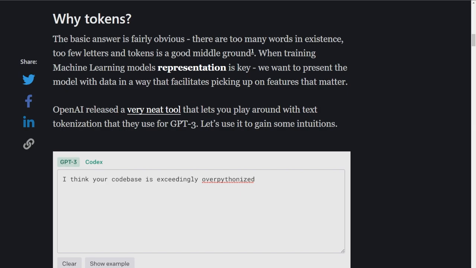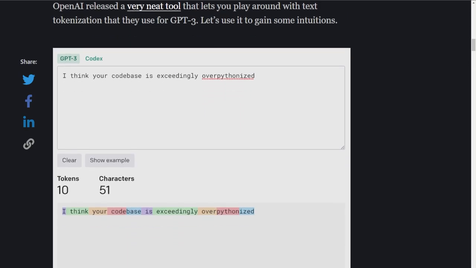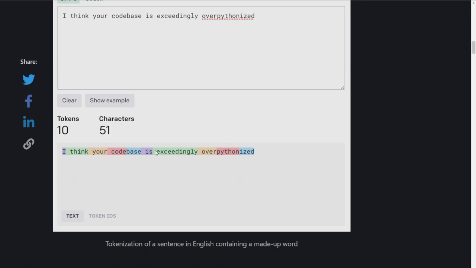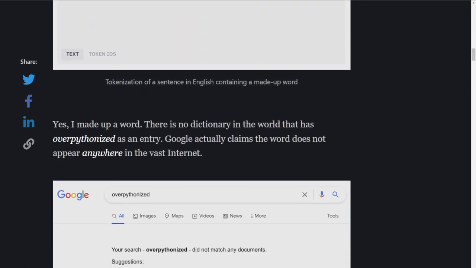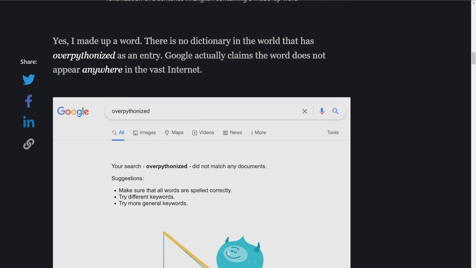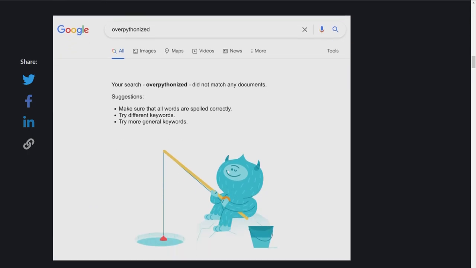Piotr Grudzian goes more into depth in his article linked in the description. He uses overpythonized as an example of how tokenizing can break apart words into concepts ChatGPT can understand despite nobody on the internet ever saying that exact word.